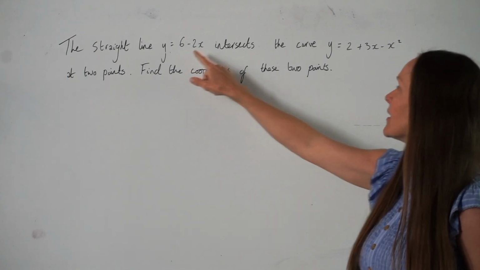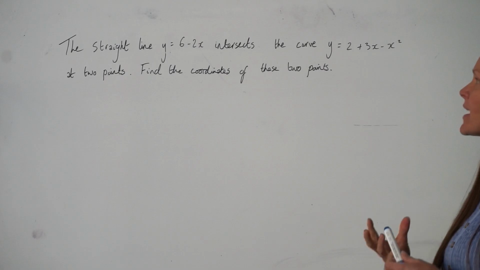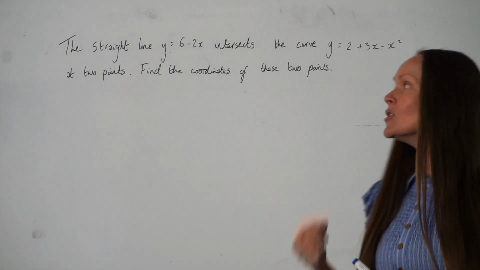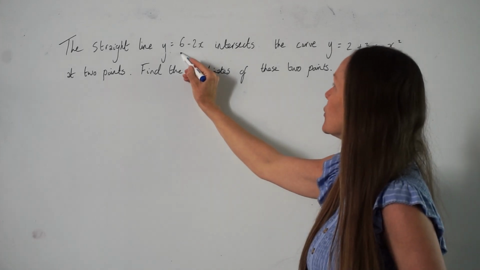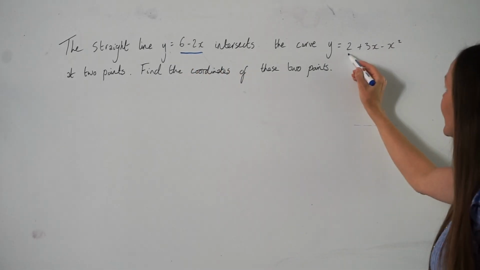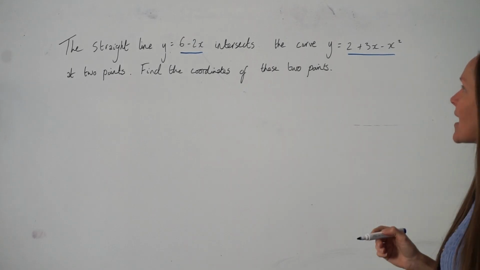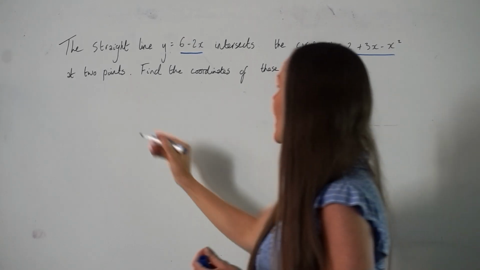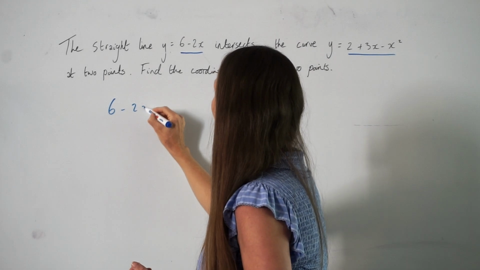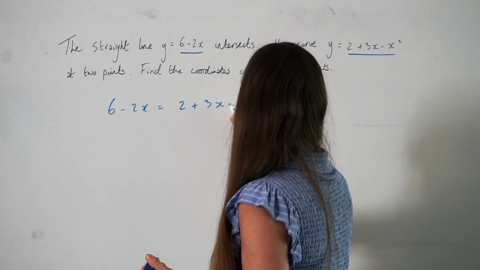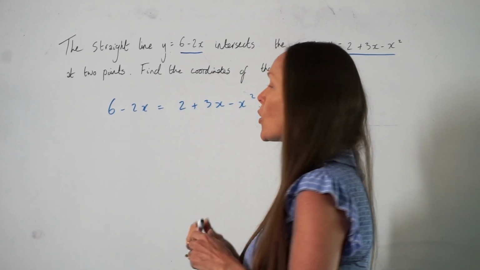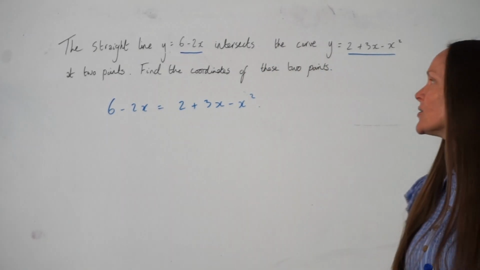So we need to solve the simultaneous equations here to work out the coordinates. And I can see that in both of these equations, they're rearranged so that y is the subject. So the simplest way to solve these simultaneous equations is to put 6 minus 2x equal to 2 plus 3x minus x squared, as that is true at the points of intersection. By writing down this equation, we now have an equation in x that we can solve to work out the x coordinates.